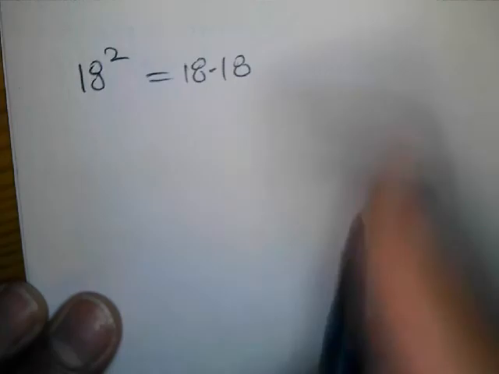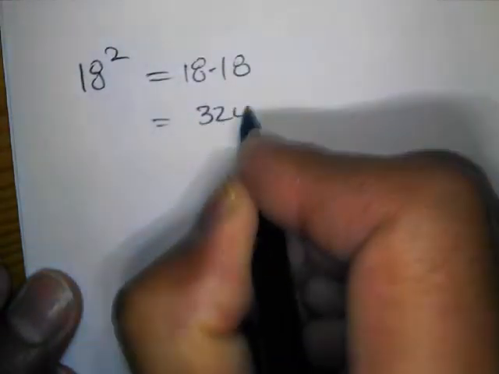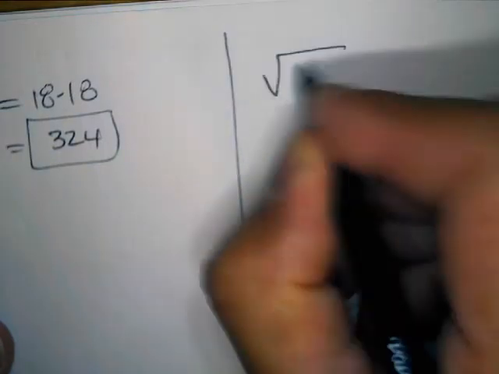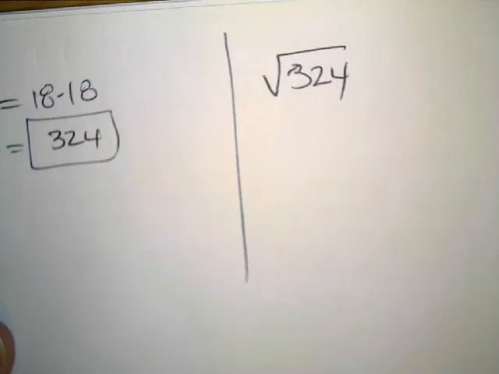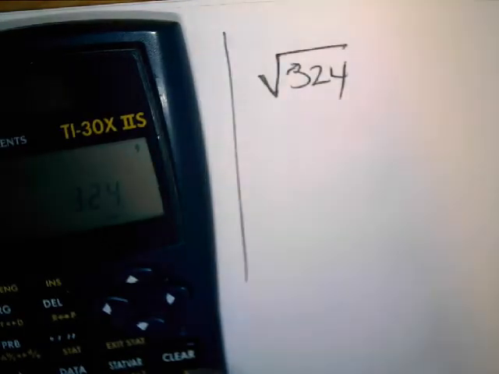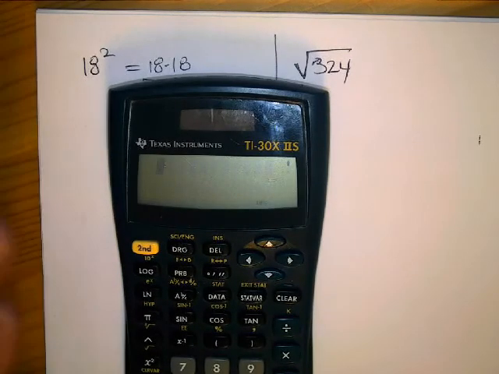You know that 18 squared means 18 times 18. You do this on the calculator and you get 324. I'm sure you know that. The problem is the square root. Now what if I ask you for the square root of 324? Well, again, you also have a square root key on your calculator.